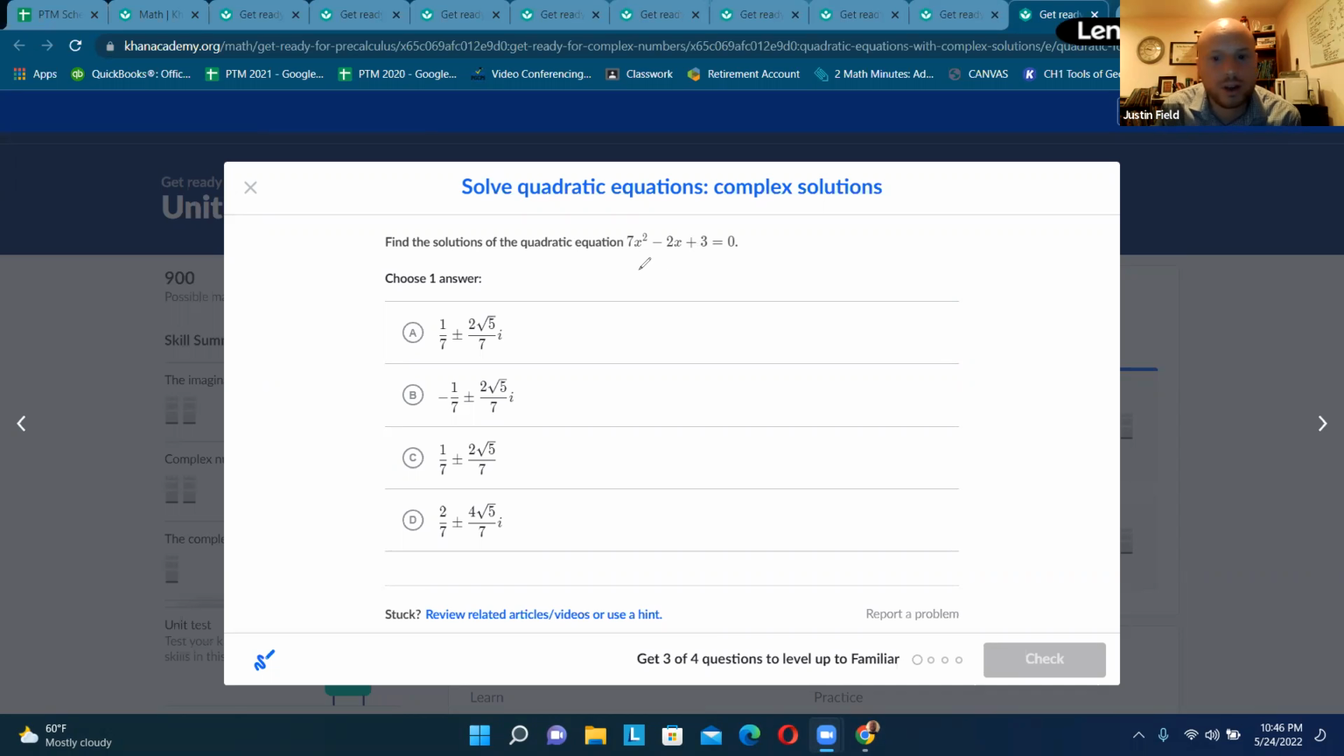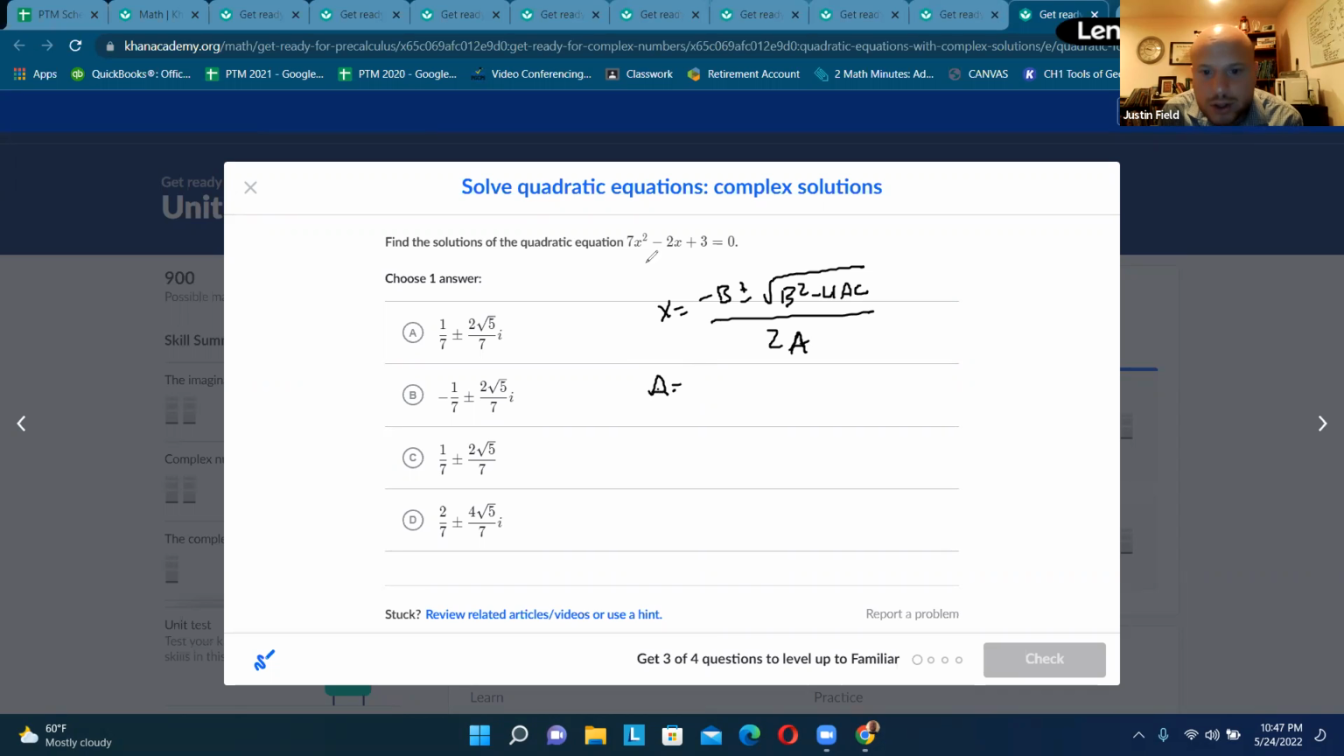So we are going to use the quadratic formula: negative b plus or minus the square root of b squared minus 4ac all over 2a. Great song. You can look it up. Mr. Field, quadratic formula, on YouTube.